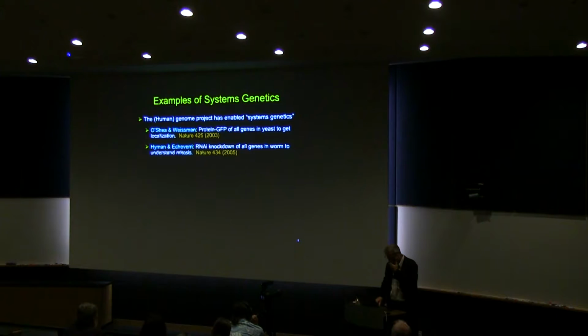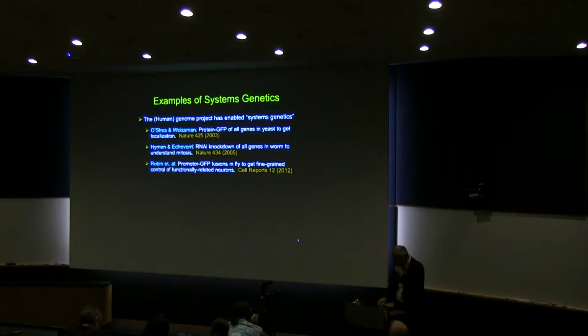And then Tony Hyman and Chevry, similarly, and this one was very interesting, took every gene in a worm, there are 18,000 genes, and knocked each one down individually with a technique called RNAi, turning it off. Then they looked at whether a cell was dividing correctly in the first cell division. That was a big screen, and it gave them the 600 genes that were critical for mitosis. They've been working with that data set ever since.